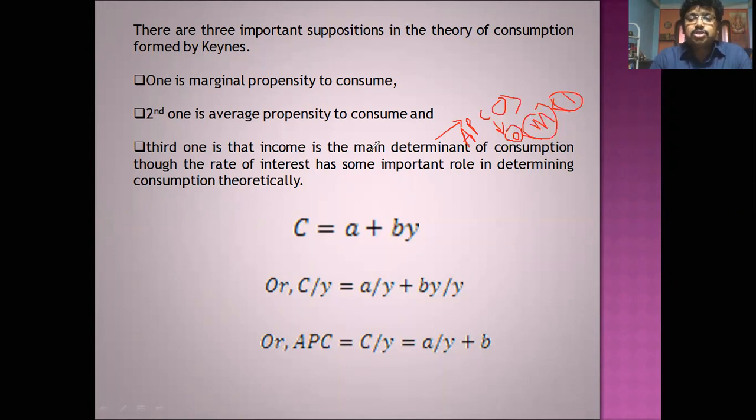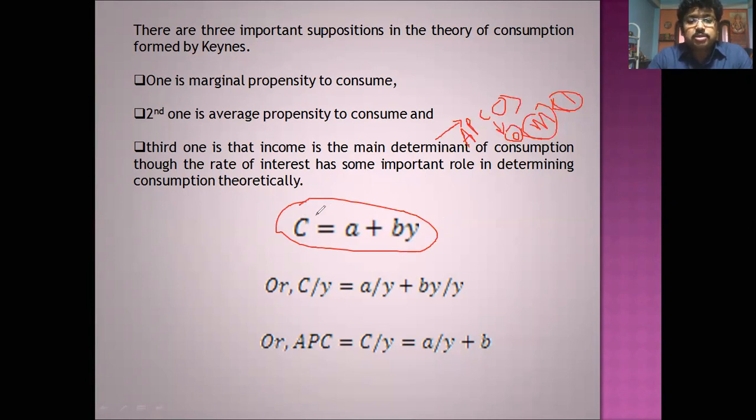So in the Keynesian understanding of the absolute theory of consumption, there is a relationship between the current income and current consumption. If there is an increase in current income, there is an increase in current consumption. So depending on this supposition, this equation can be written. What is this equation? This is the consumption function.